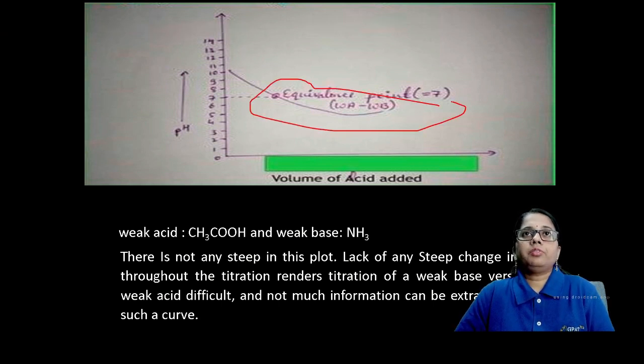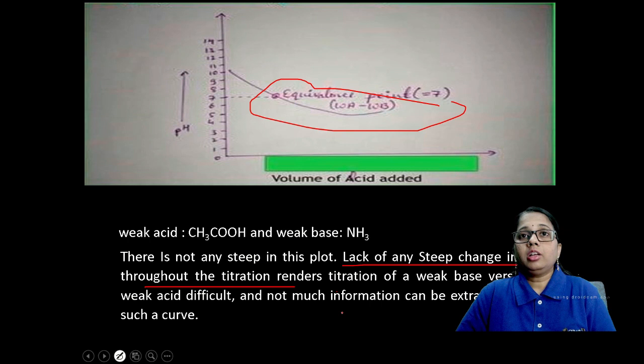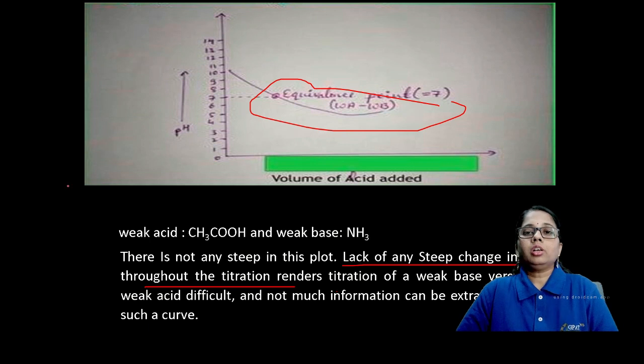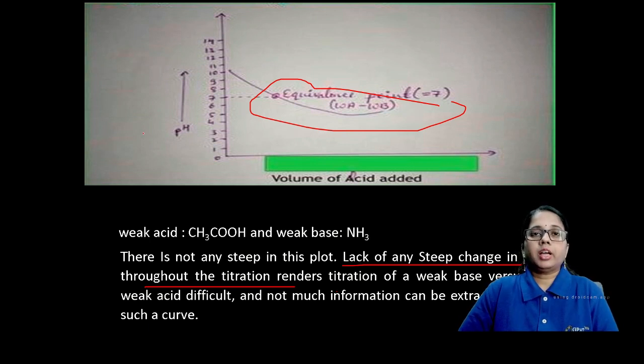Here if you see weak acid and weak base, the lack of any steep change in the pH throughout the titration makes the titration of weak base versus weak acid difficult, and not much information can be extracted from such a curve. So even though we can perform a weak acid with a weak base titration, the end point is not at all a sharp end point you can observe, and very erroneous results are also going to be observed.